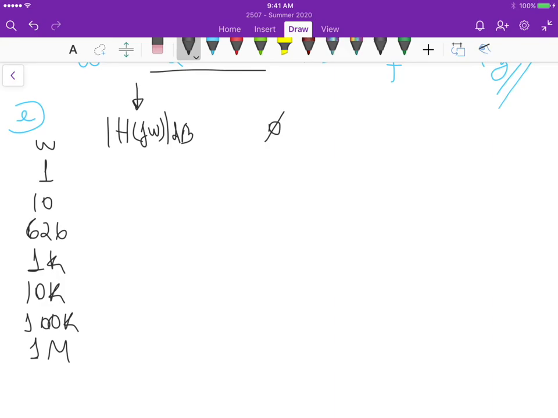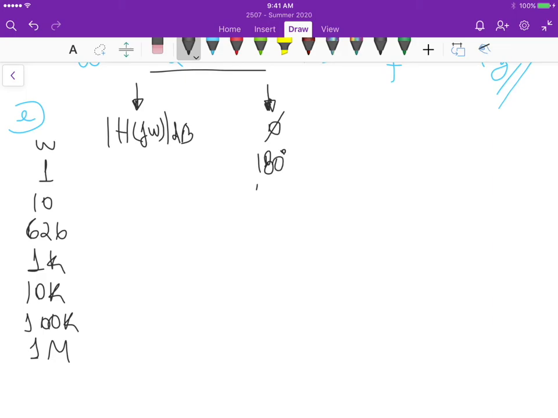Then you just have to convert that to dB, which is 20 times log 10 of that. And the phase of that number is going to be the phase that we are going to plot in the Bode diagram. So the results that I got was at DC, so for 1 here, the phase is close to 180 degrees.